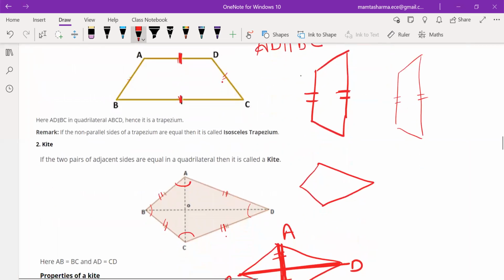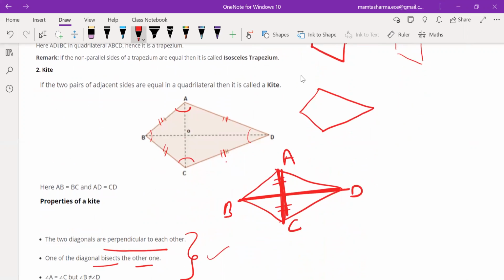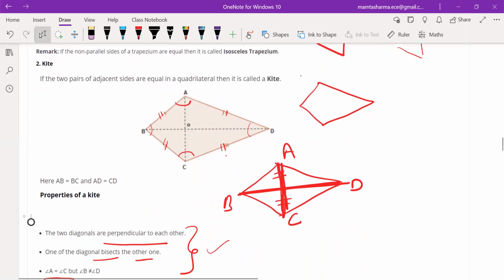After that, we have seen the kite. A kite is a structure of this kind. What was the property of a kite? The adjacent sides were equal. These two sides are adjacent, and their lengths are equal, and these two sides are adjacent, and their lengths are equal.